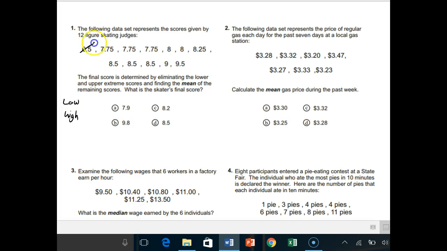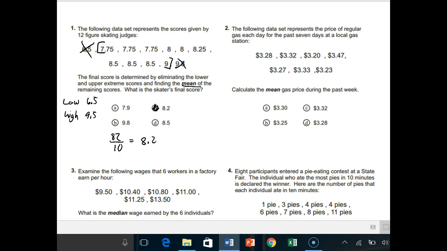So the lowest score was a 6.5. We're not going to include that. And the highest was a 9.5. So 6.5 and 9.5. Do not include them. So what was the skater's mean for the final score? What are we going to do? We're going to add all the numbers that I said except 6.5 and 9.5. So when we add those together, because we've eliminated the low score and the high score, we get 82. There's 10 scores left, so we get our answer of 8.2.